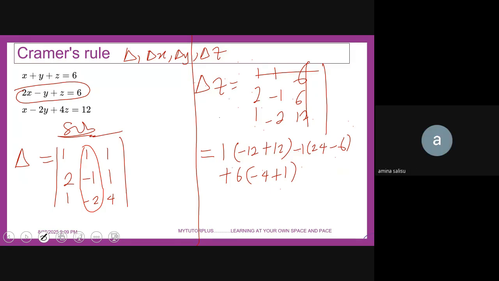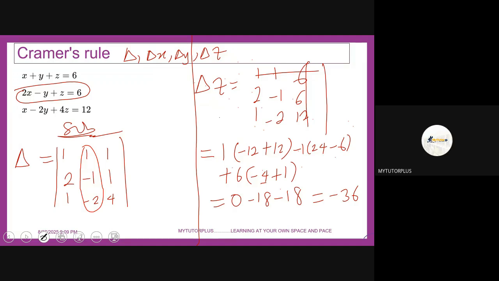Yes. So simplify this, and minus 12 plus 12 will give us what? 0. So I'm going to have 0. Then 24 minus 6 will give us 18, right? Yes. 18 times minus 1 will give us minus 18. Then minus 4 plus 1 is what? Minus 3. 6 times minus 3 will give us minus 18. Minus 18 minus 18 will give us minus 36. Am I correct? Yes, sir. So far, we have gotten all the requirements.